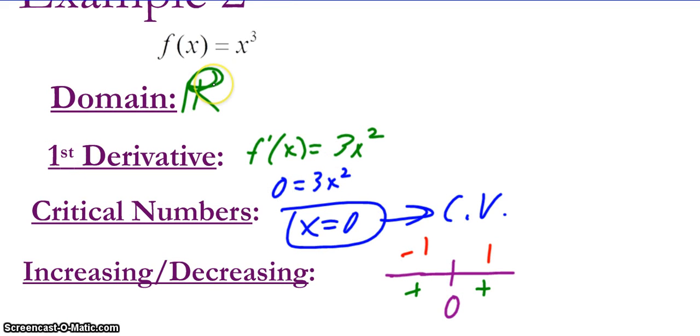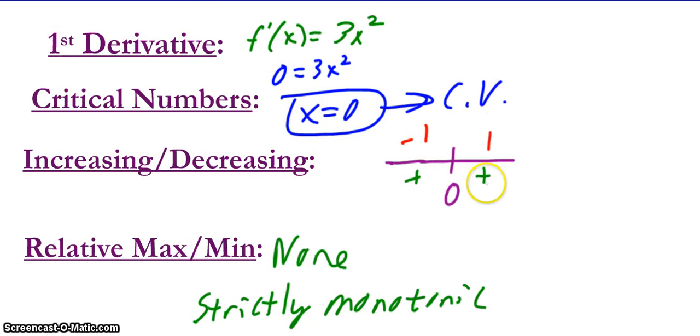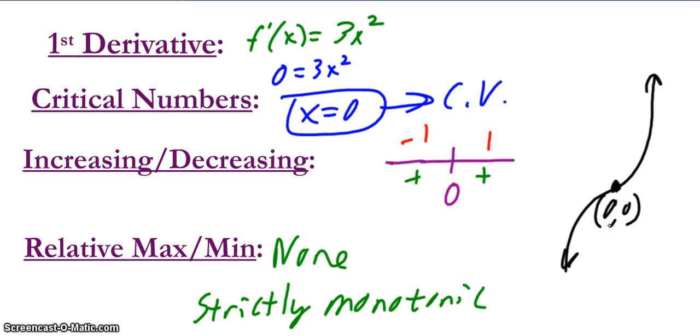So first, the domain is all real numbers. The derivative is 3x squared. The critical value is 0. So then I do my first derivative test, and I tested -1 and 1. Both of those are positive. And again, think about what the function looks like. It looks like this, and 0 is right there. That's the point 0, 0. So there is no relative maximum or minimum.